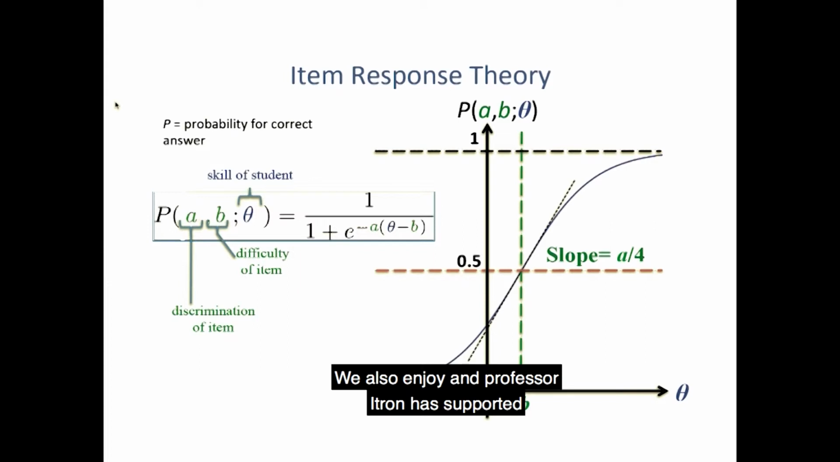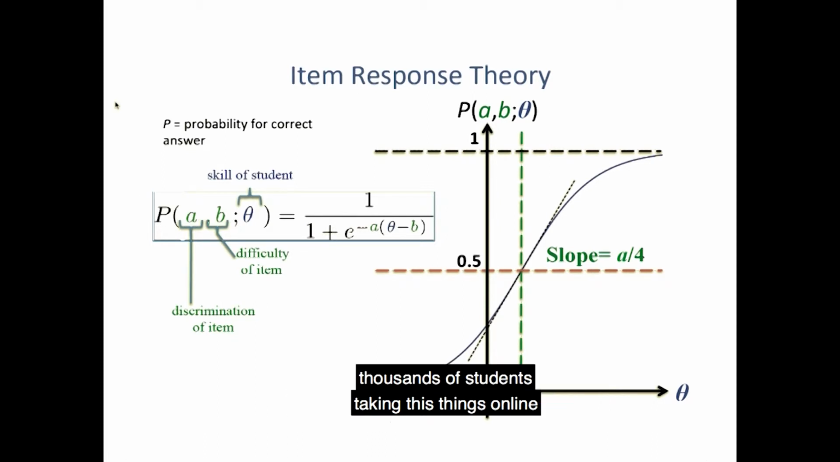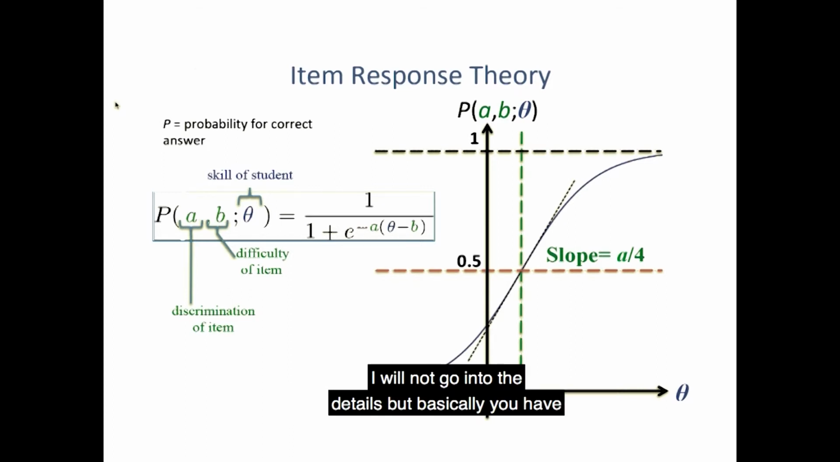We also enjoy, and Professor Ike Chuan has supported, some investigation with enormous data: thousands of students taking these things online, and students at MIT. For each problem, we can get a curve with some parameters that tells us how difficult the problem is and how discriminating it is. I will not go into the details, but basically you have 3 parameters to fit.